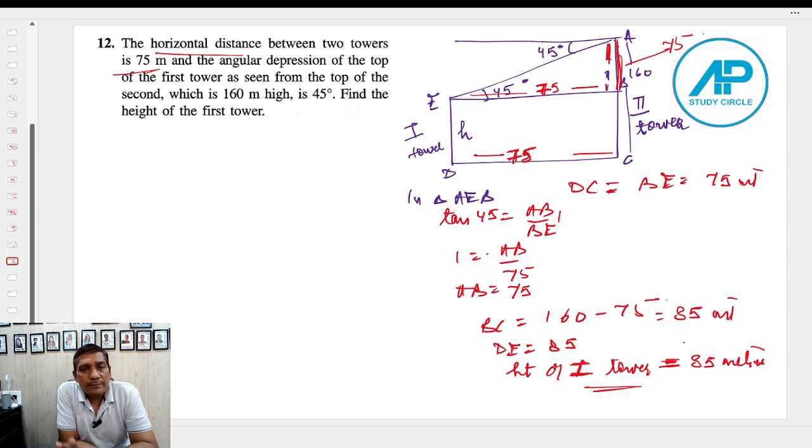This question does not have much calculation, but the diagram is slightly twisted. So please practice the diagram many a time. Sometimes boards give you such basic questions, but they are trying to test your skills to draw a diagram out of the question.